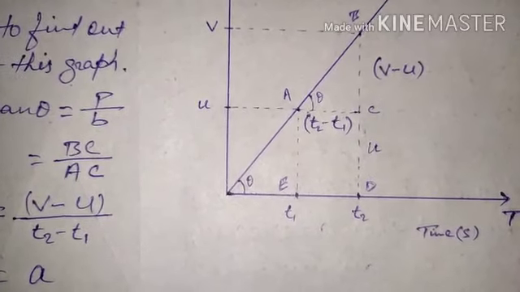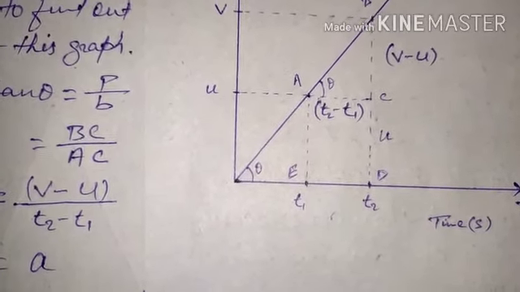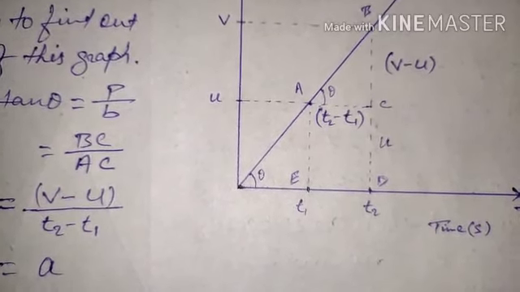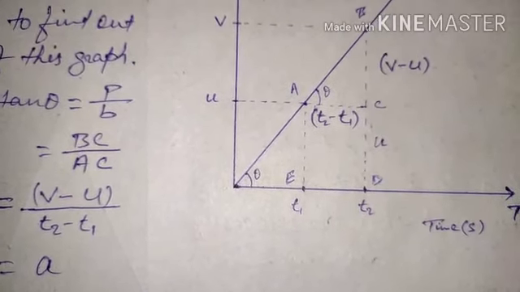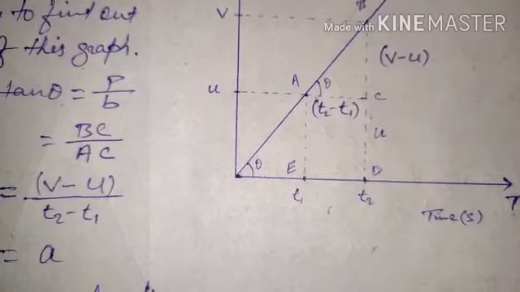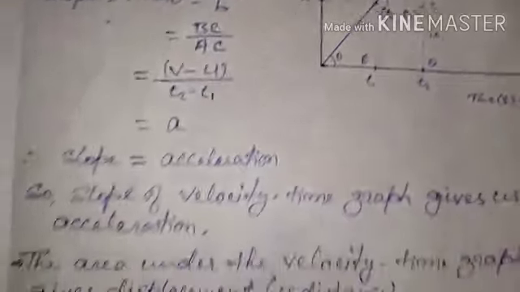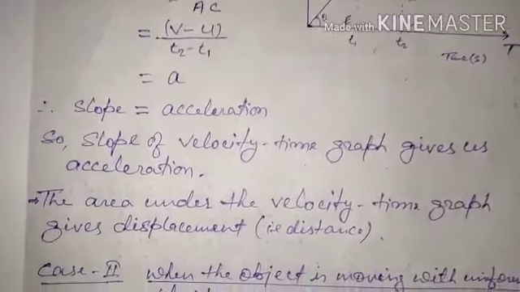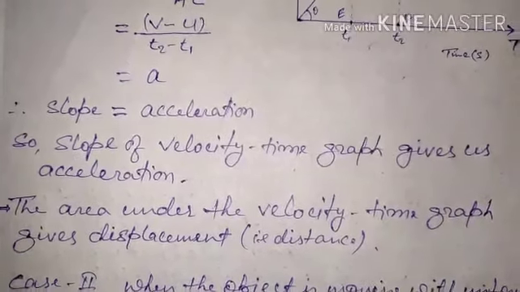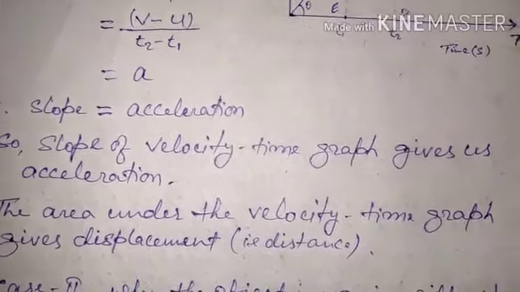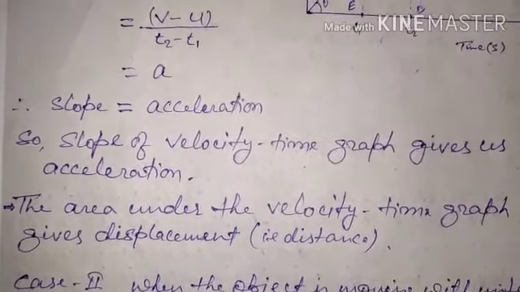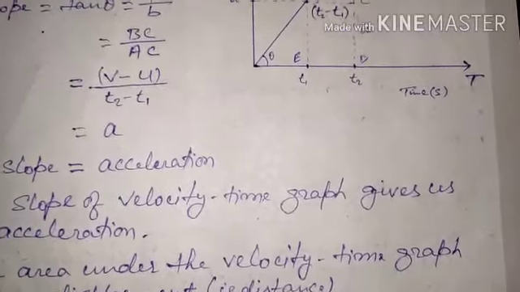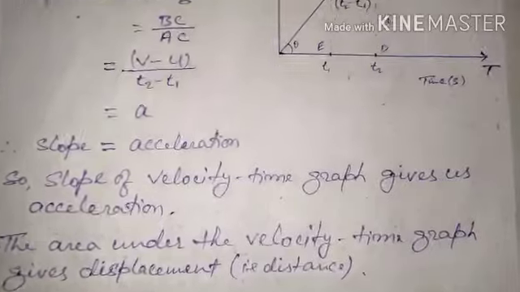But after this graph, in the next graph which I'm going to discuss with you, I'm going to show you how to find out that the area of the graph gives us the displacement. The area under the velocity time graph gives us the displacement. Okay, so let us move on to the next graph. Before that, the area under the velocity time graph gives us displacement, that is distance. So we have to keep in our mind about the velocity time graph two things: its slope will give us acceleration and its area will give us displacement.